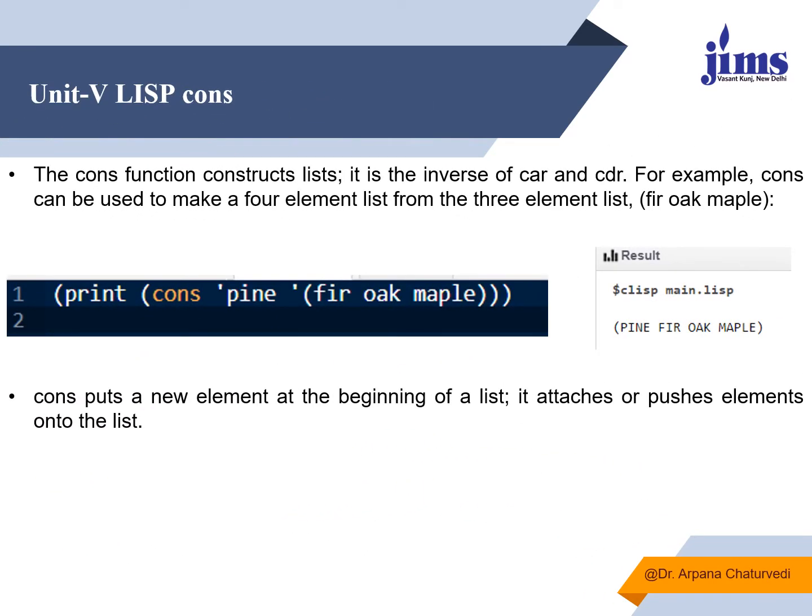Similarly, if we talk about cons, we can do it in this way also. Already one list contains fir, oak and maple. I want to construct a list with pine, so it will return me the combined list having pine, fir, oak and maple together. So this is also how it constructs a list.